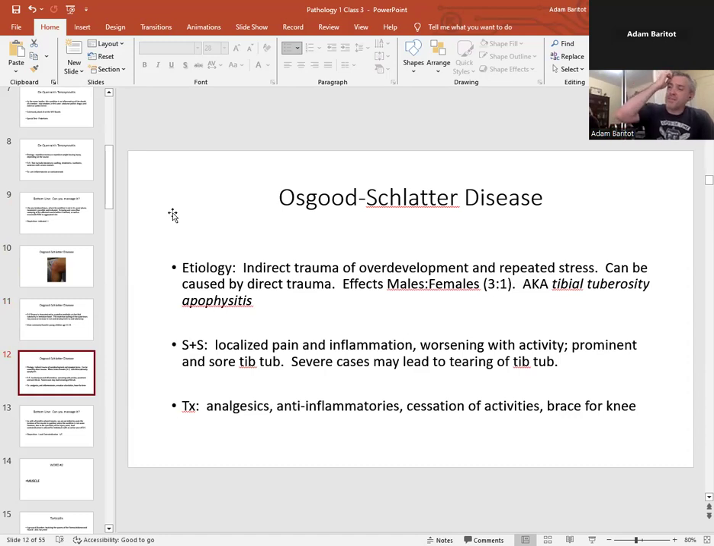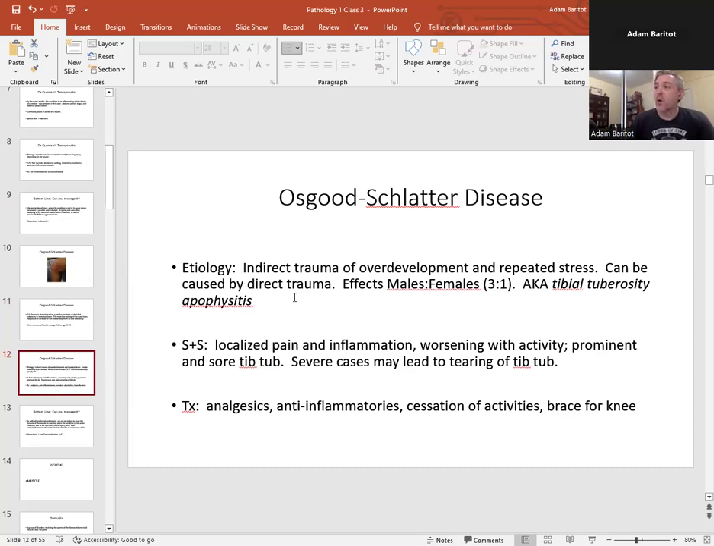What causes it? Etiology for this is an indirect trauma of overdevelopment and repeated stress. Usually this is preteen athletes, young people who are taking baseball, football, wrestling, gymnastics. They overdevelop their bodies, their muscles grow faster than their bones, and then the bones start to grow, which leads to some tearing. This can also be caused by some direct trauma, actually impact on the bone itself.